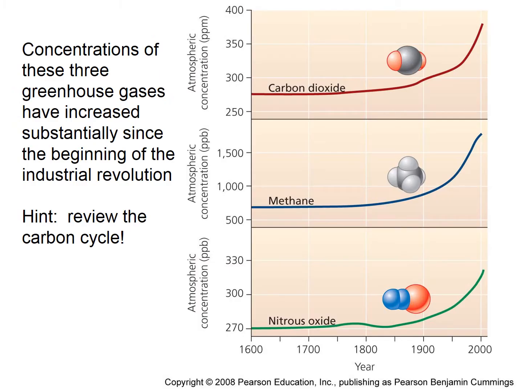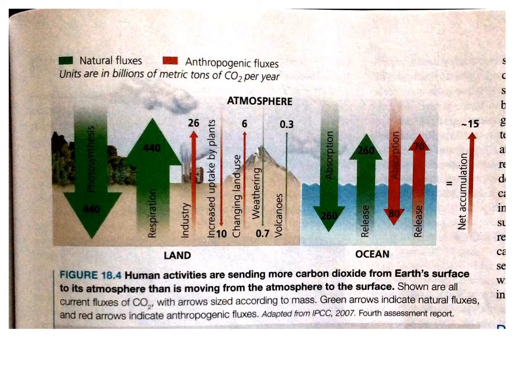All right, and you can see if we look here at these graphs that all three of these major greenhouse gases have been increasing since the beginning of the Industrial Revolution. All right, so again, we're going to focus on this carbon dioxide and why this is increasing. And this hint about the carbon cycle, that's again, don't forget how photosynthesis, respiration, how natural things affect the carbon cycle.